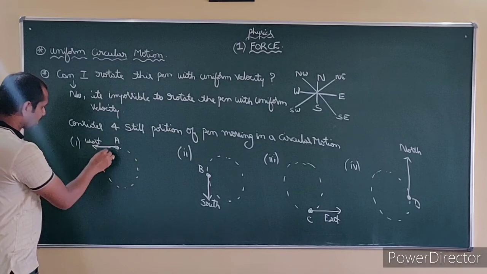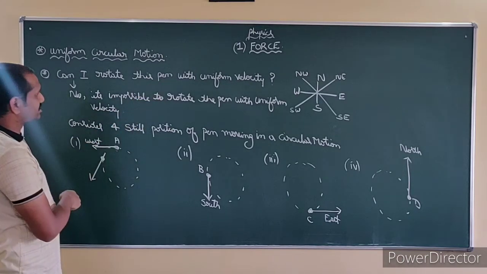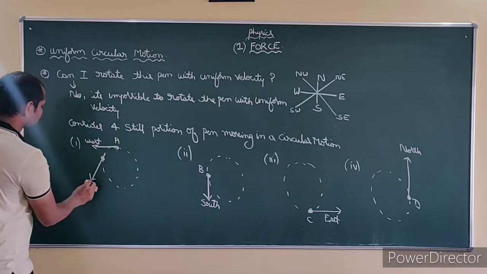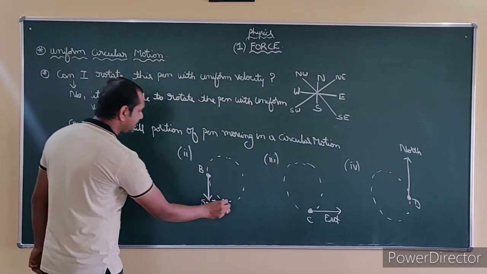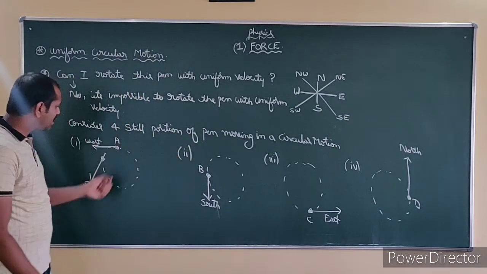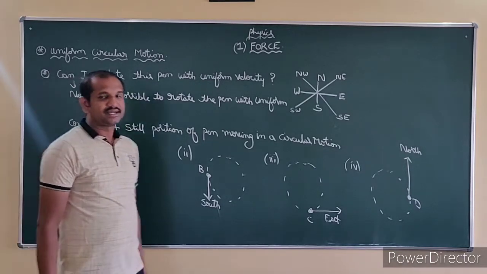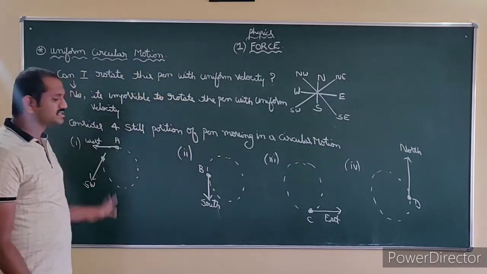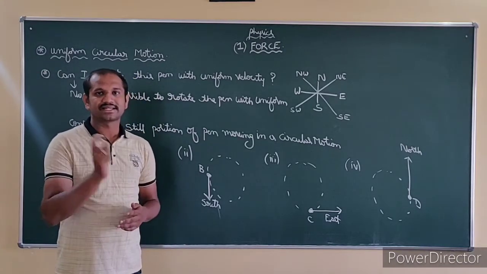So when it is here, it will be traveling in this direction. If you consider that direction on the map, what does it come under? Southwest. So when it is here, it goes in this direction. It changes. So velocity changes at each and every instant. Understand? So this is what happens in uniform circular motion. That is the reason I have conducted the experiment.